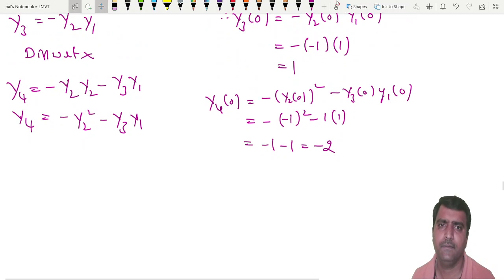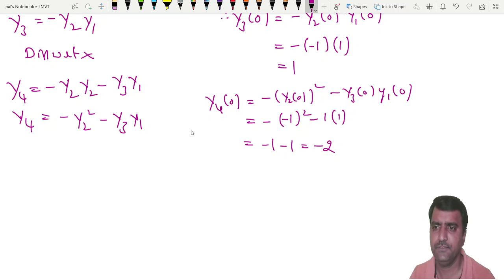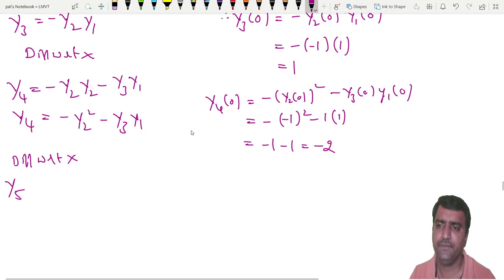Yes, you take y4 of 0. You first take y5. Differentiate y4 with respect to x, you get y5. Differentiation of y4 is y5.